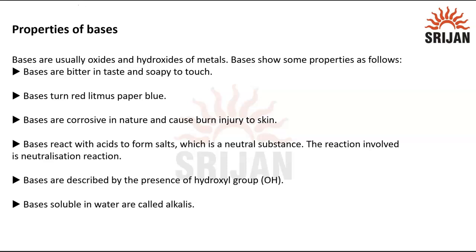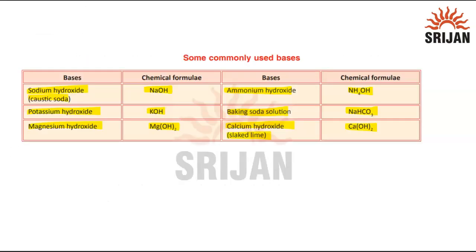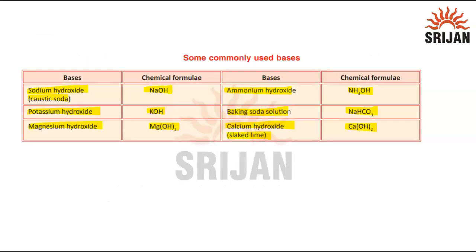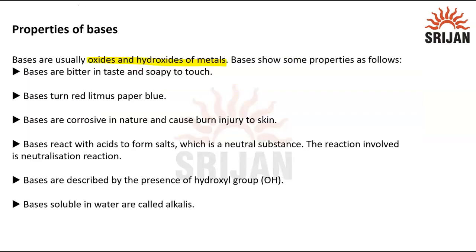Now let's have a look at the properties of bases. So bases are usually oxides and hydroxides of metals. We just saw sodium hydroxide, which is the hydroxide of the metal sodium. Sodium is the metal and its hydroxide is sodium hydroxide. So it is basic in nature. Then we just saw potassium hydroxide. So potassium is the metal. Its hydroxide is basic in nature. Similarly, we have sodium oxide, which is Na2O. That is also basic in nature, being a metallic oxide. Now bases show some of the properties which are as follows.